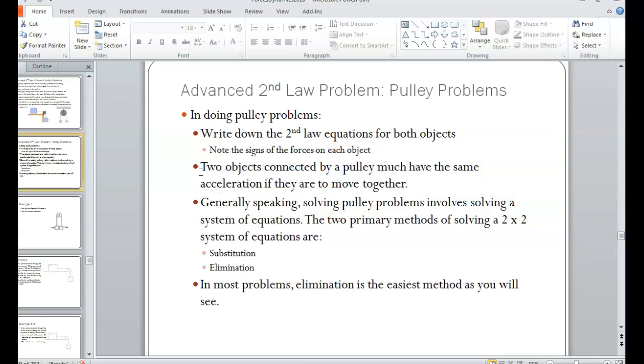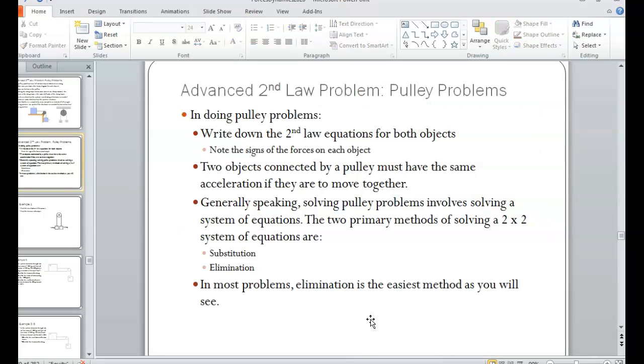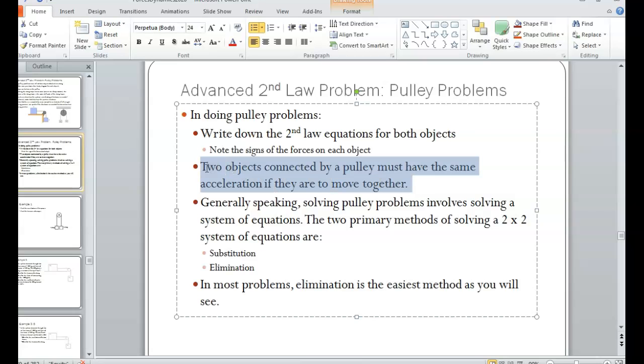Okay, let's see. Two objects connected by a pulley must, I misspelled must, have the same acceleration if they are to move together. And generally speaking, anytime you have two objects in a problem, they have to have the same acceleration, because otherwise, if one of them was accelerating faster than the other, then the string would either stretch or it would become slack. Okay, so objects connected in any way, whether it's a pulley or not, have to have the same acceleration. Keep that in mind. Okay, that's really important to solving these problems.